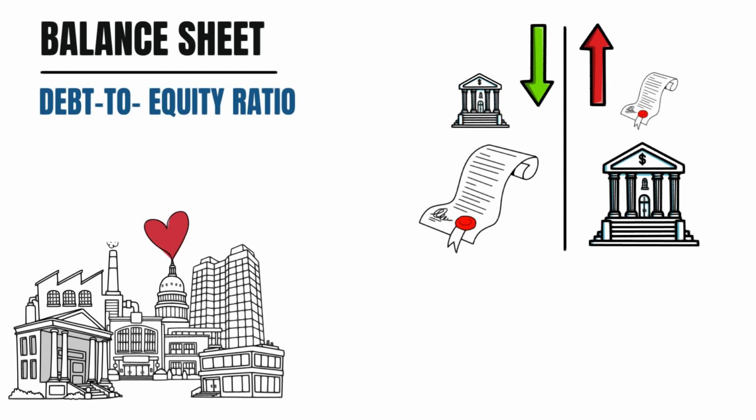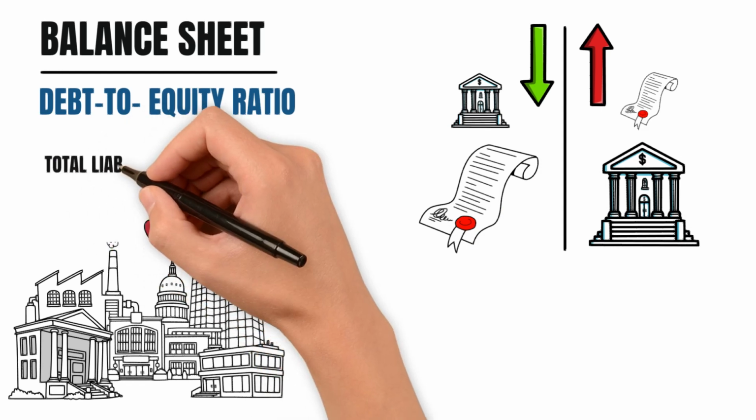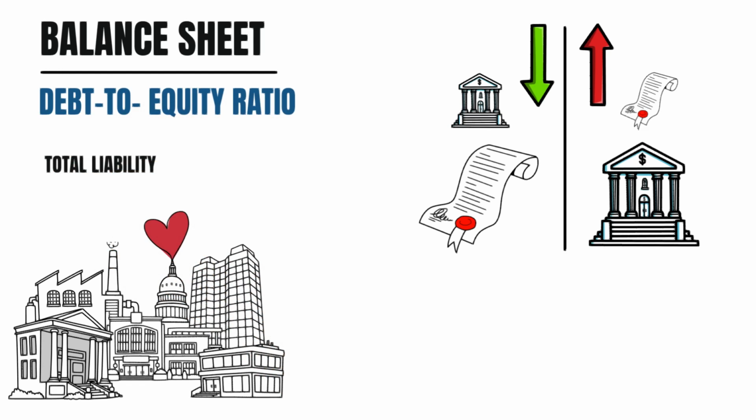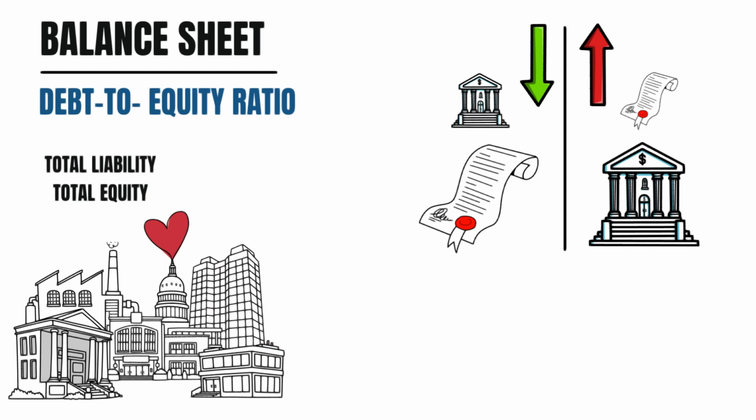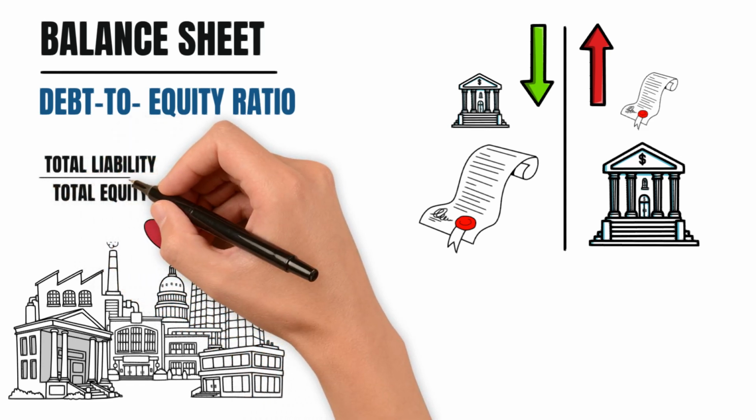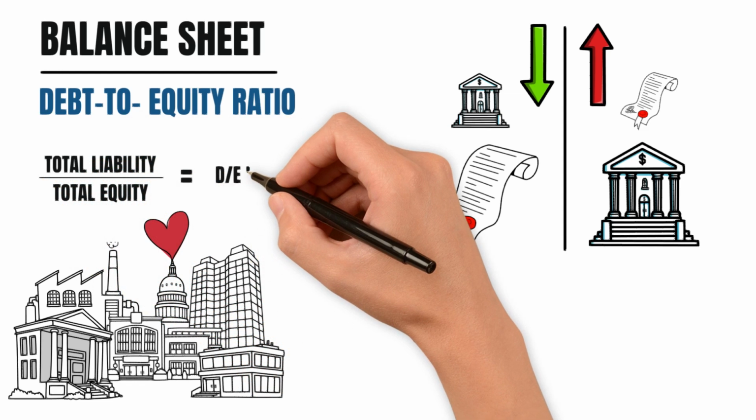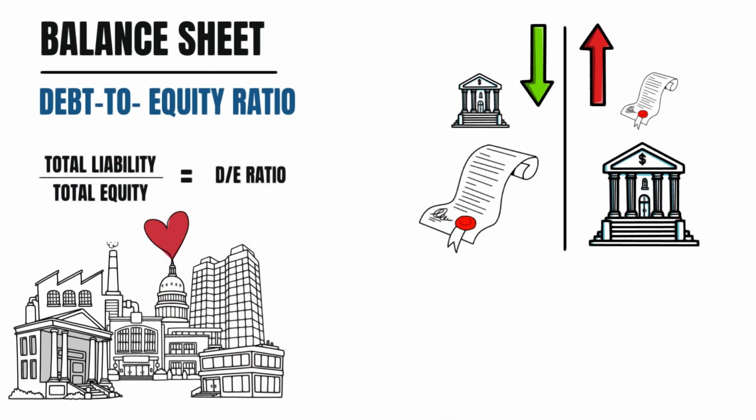To calculate the D/E ratio, you first need to determine the total amount of debt, which is also known as total liabilities. Next, you need to determine the total amount of shareholders' equity. Once you have those two numbers, you can simply divide the total debt by the shareholders' equity to get the D/E ratio. Why is this important?